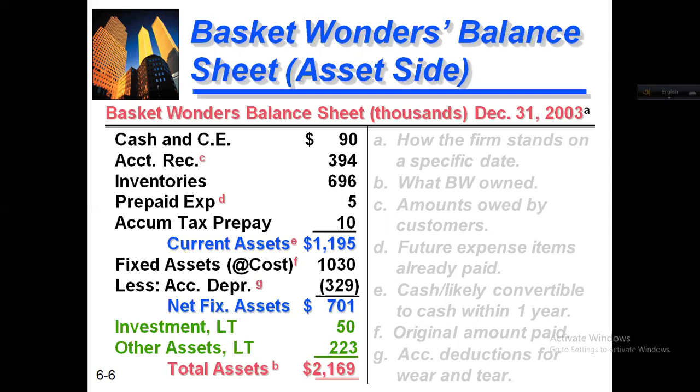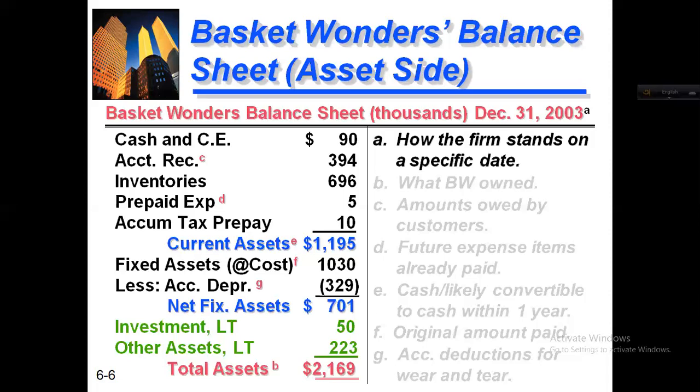Now, the fixed asset. In fixed assets, there are two portions. Number one is tangible asset that can be seen or touched. And number two is intangible fixed asset that cannot be touched. So in fixed asset, we must deduct accumulated depreciation. Then we get net fixed asset. After that, we add long-term investment and other asset also. So you can see there are the assets. Total asset is 2,169, and that is the combination of current asset, fixed asset, investment, and other asset.